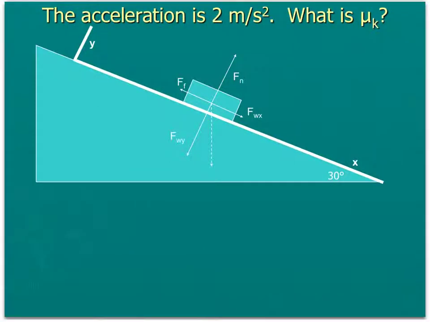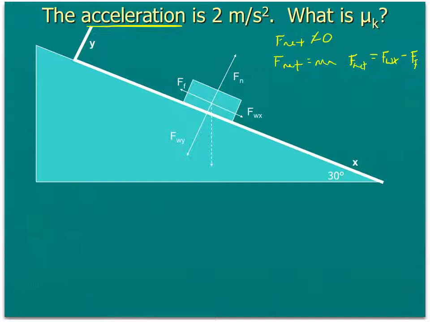Okay, in this problem we're solving for mu k when our acceleration is 2 meters per second squared. Because I know the block is accelerating, I know that F net is not equal to 0. And what that tells me is two things: F net is equal to mass times acceleration, and also F net is equal to the force of weight going down the ramp, Fwx, minus the opposing force of friction.